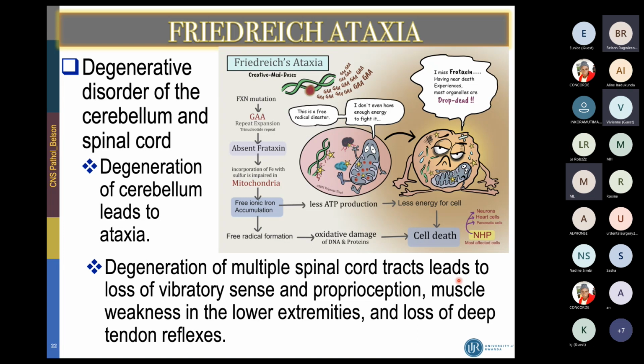So igihe cerebellum idakora neza, ntabwo ushobora kubona ikaramu ngo ugende uyikoraho, uzakora ku rundi ruhande, cyangwa se gutitira, ntabwo uzahagarara ngo ugende and so on. So that's why ataxia comes with this issue of the cerebellum. The degeneration of the multiple spinal cord tracts will lead to loss of vibratory sense and proprioception, muscle weakness in the lower extremities, and the loss of deep tendon reflexes.